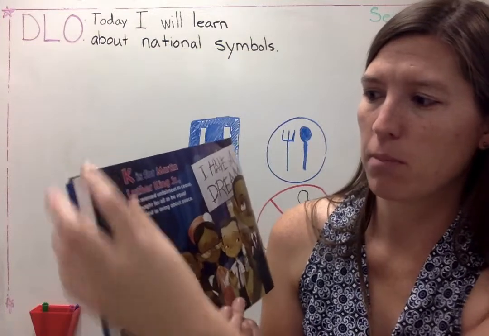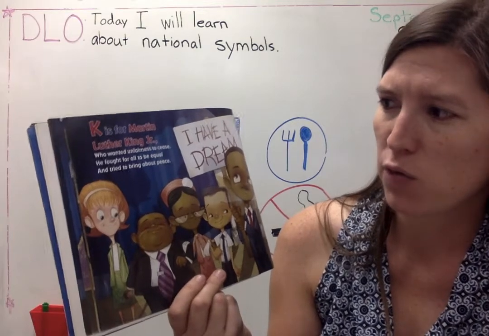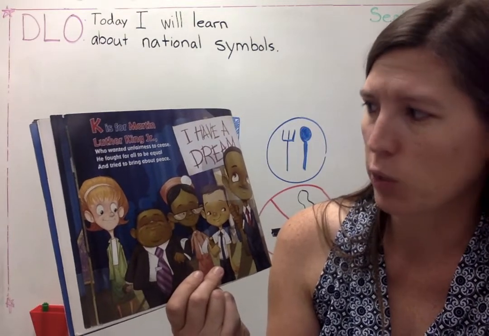K is for Martin Luther King, Jr., who wanted fairness to cease. He fought for all to be equal and tried to bring about peace.